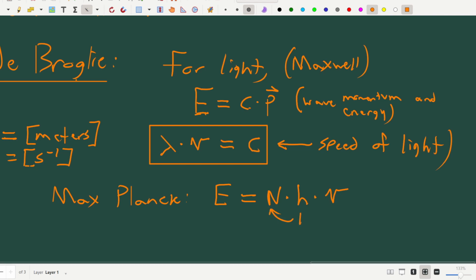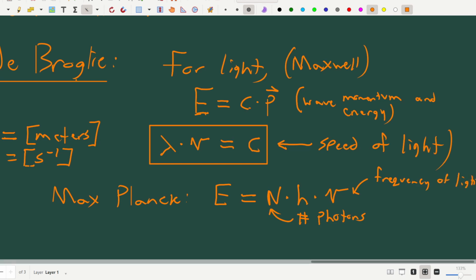So n is the number of photons, as we'll call them. A photon is a light particle. And these are the frequencies of the light, of the photons. And h is a constant. Okay, so that's really interesting.